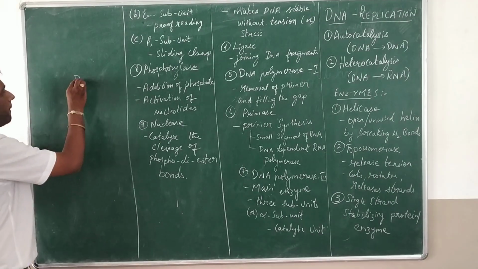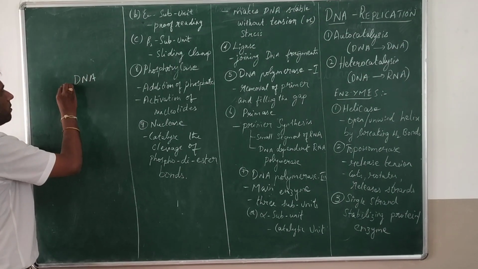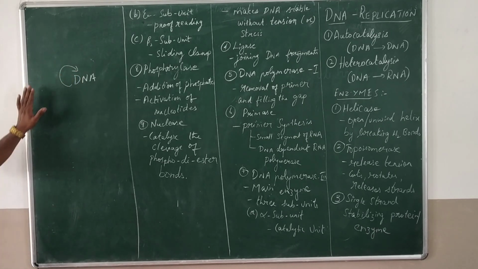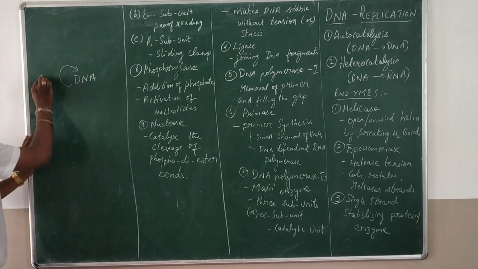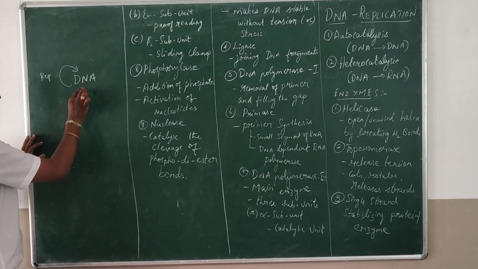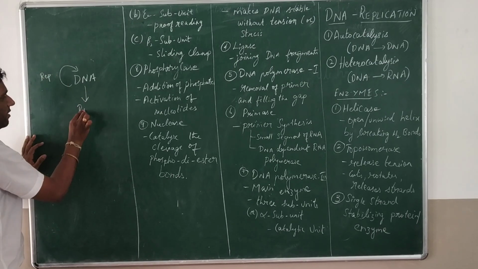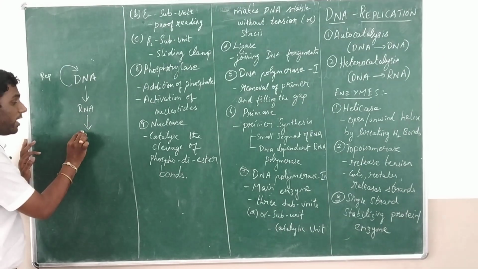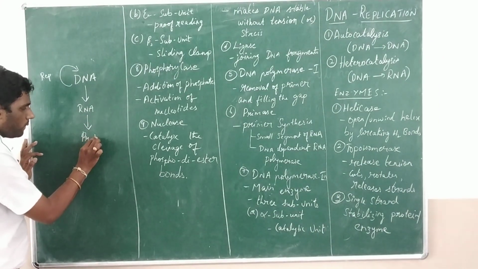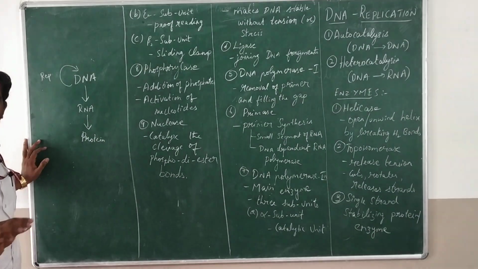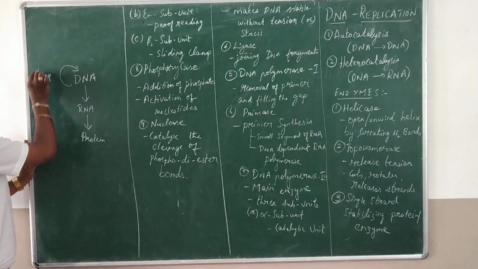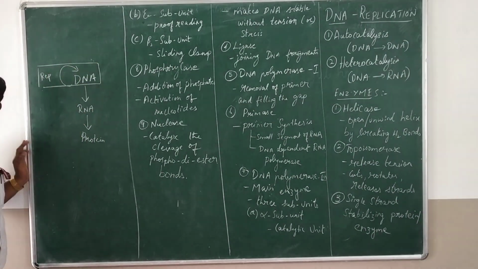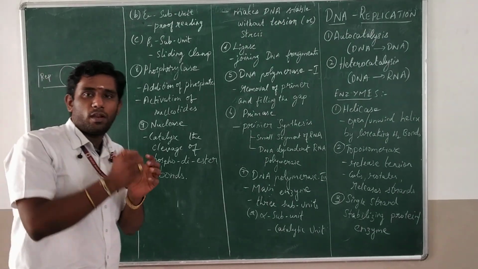A DNA produces one more DNA. What is this process called? This is called replication. And then a DNA produces RNA, and this process is transcription. DNA to RNA to protein, translation. So this is the central dogma. Now we will see what is happening in this process, how a DNA is producing one more DNA.